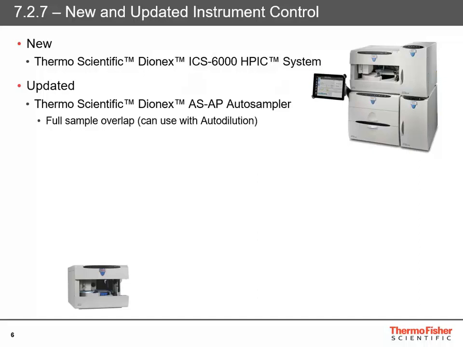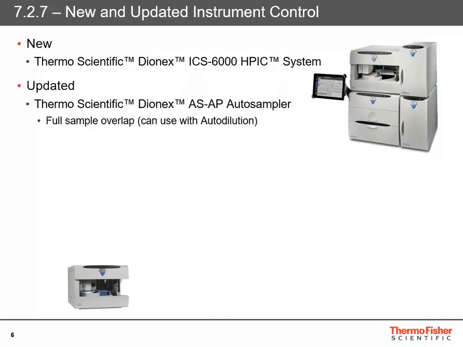We've also updated the Thermo Scientific Dionex ASAP Autosampler. It now supports full sample overlap, which allows you to prepare one sample while running another, which also works with our auto dilution feature within Chromeleon. So if you have one sample that is out of spec, then you can auto dilute it back and re-inject it.